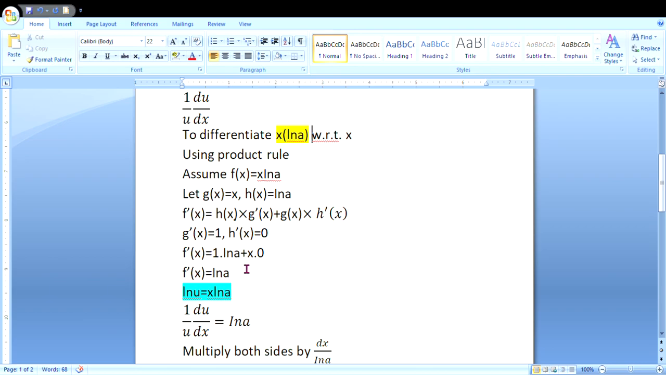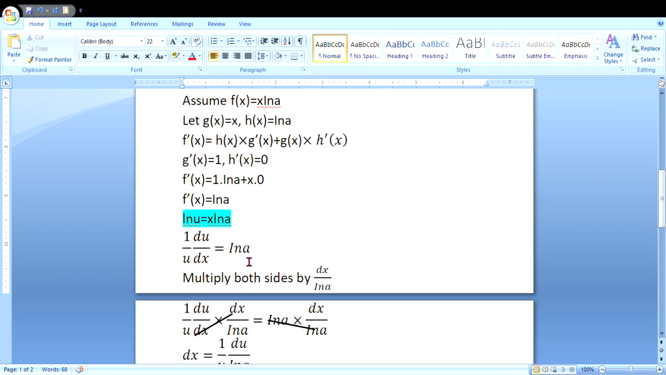So our f prime of x becomes equal to, from the product formula, g prime of x times h of x plus h prime of x times g of x, which is 1 times ln a plus 0. Okay, and f prime of x becomes ln a. So in essence, the derivative of x ln a is just equivalent to ln a.